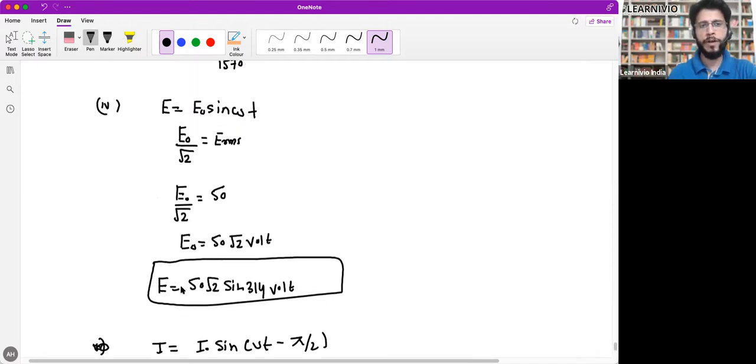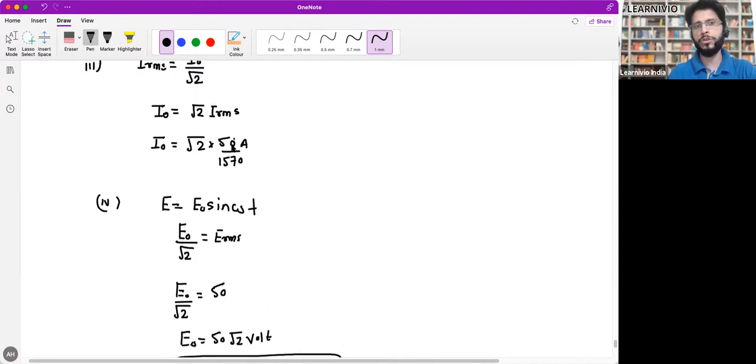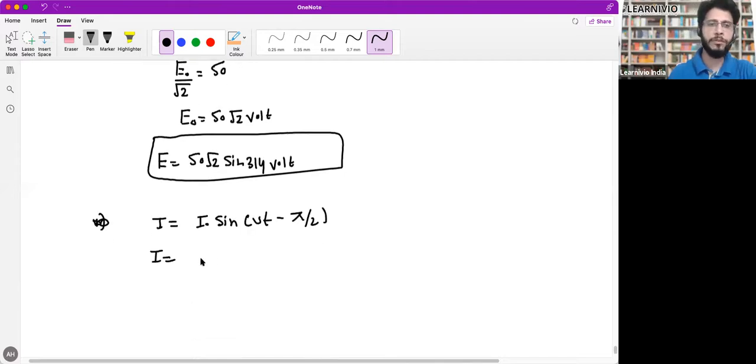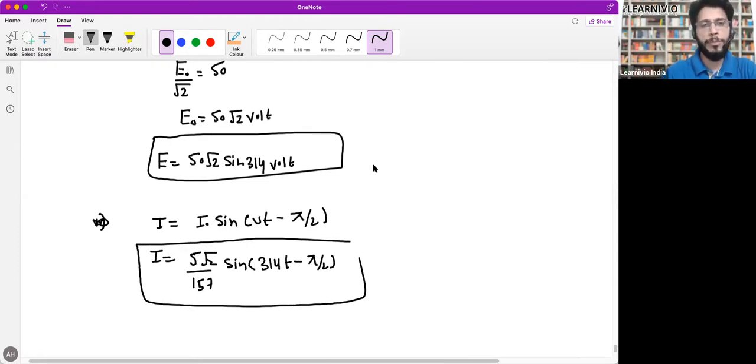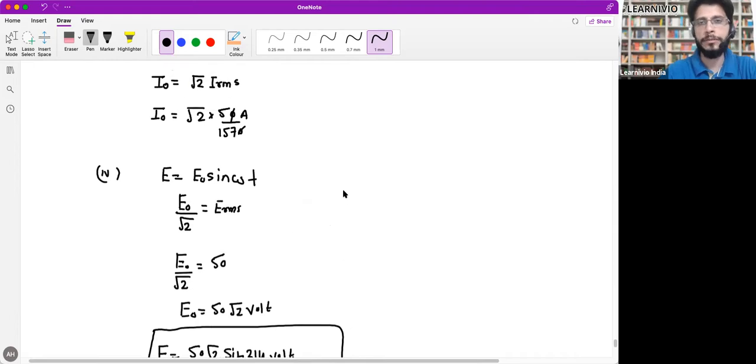So you can substitute all values here. How much is I naught? It's root 2. This gets cancelled. 5 by 157 into root 2. So it's 5 root 2 by 157 sine omega 314 t minus pi by 2. Note it down and tell me if you have issue in any part.